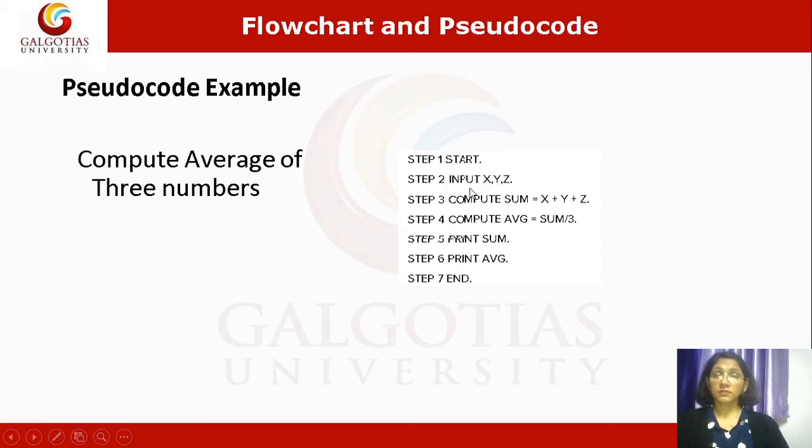First one is start, second one is input X, Y, Z, then compute sum as the sum of X, Y, and Z. Fourth statement is again a compute statement, another process, average of the three, then print sum for the fifth and sixth steps. As you have seen, all are unambiguous. We are not following any syntax of any programming language. We have used symbols like compute, average, AVG, sum. We have used plus, forming arithmetic operations, addition, division.